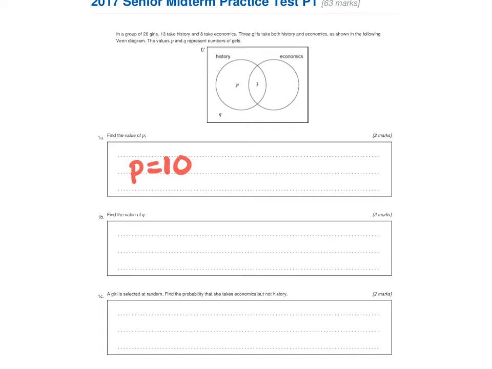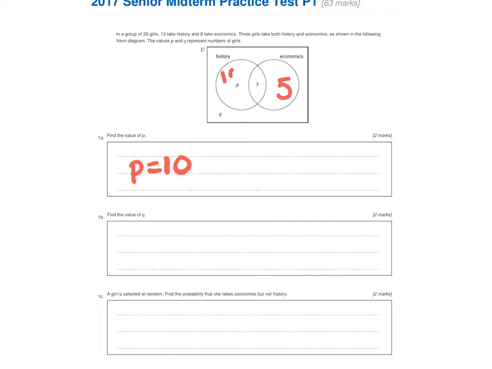Well, in order to find Q, we have to know how many girls are in this whole little circle section on its own, and then Q is everything left over from that. So it says 8 take econ. Well, again, if there's 8 in this econ circle, and there's 3 right here, that leaves us 5 in this space over here. So we know there's 5 here.